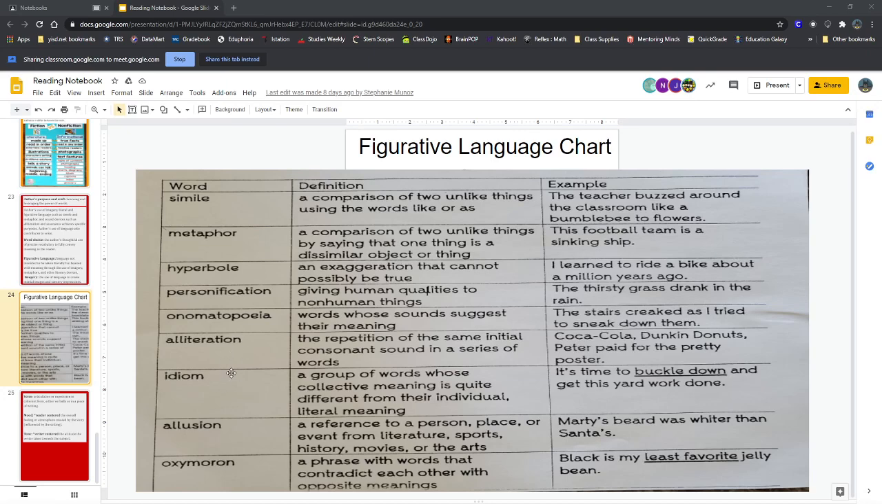Alliteration. Alliteration is when you repeat the beginning sounds of words. Make it like a pattern. It happens over and over. Okay? So a good example of alliteration are the tongue twisters.